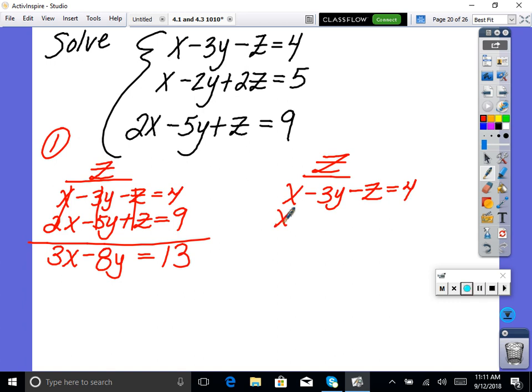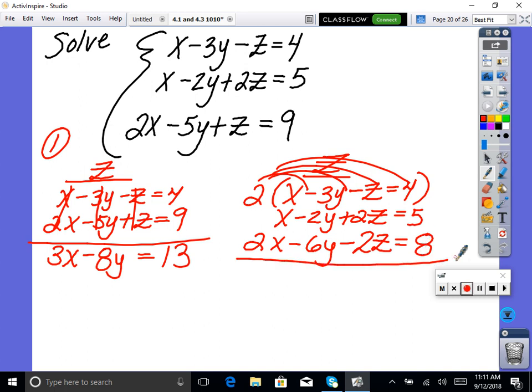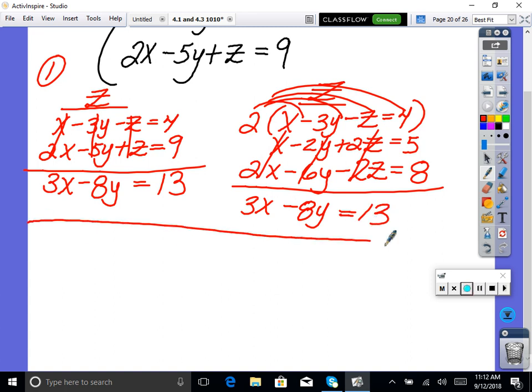Okay, so x minus 2y plus 2z equals 5. Once again we're eliminating z, so we need it to be negative 2z. So we'll times by positive 2, since it's already negative. Distributing to all that, we get 2x minus 6y minus 2z equals 8. Then we're going to add straight down, and we're done with step 1. 3x minus 8y, the z's are gone, equals 13. And we're done with step 1.